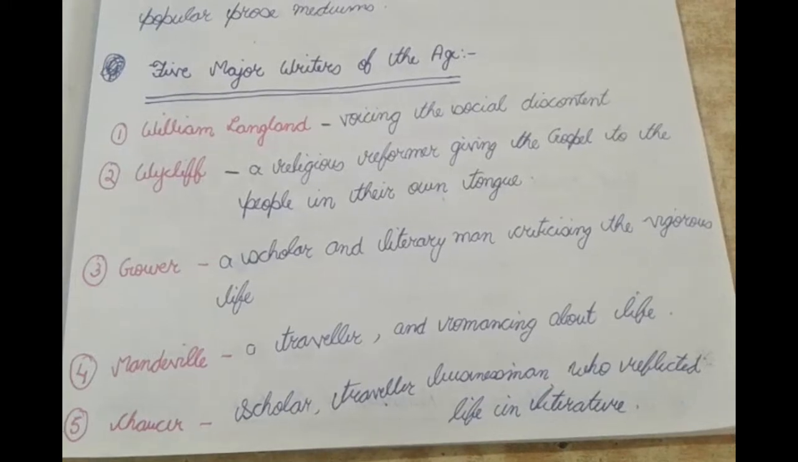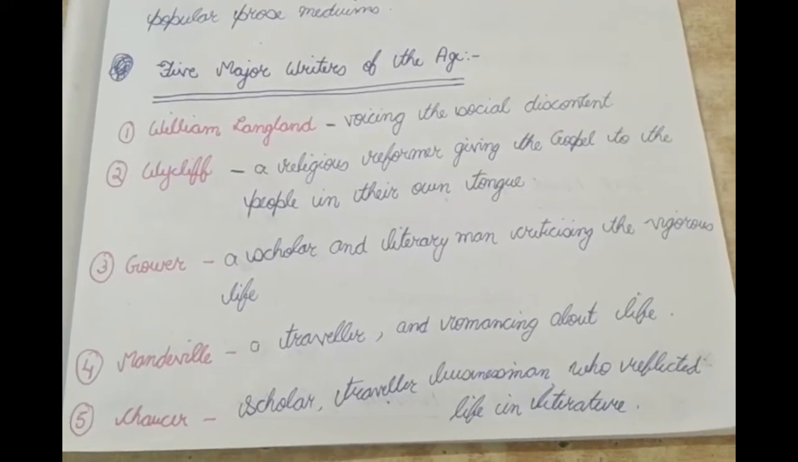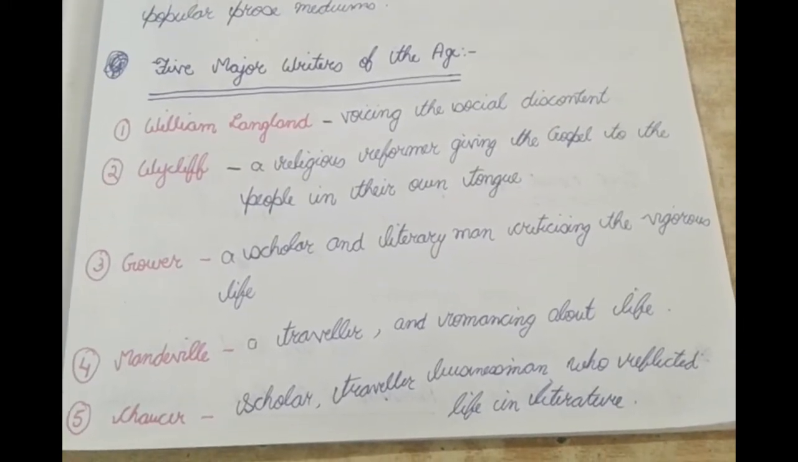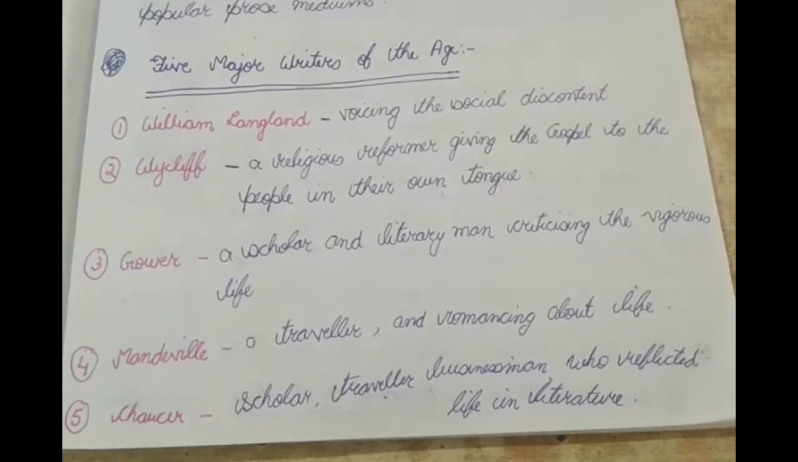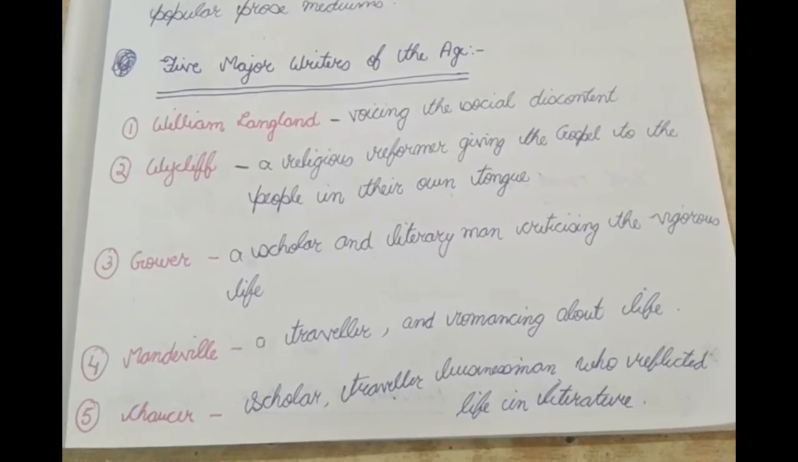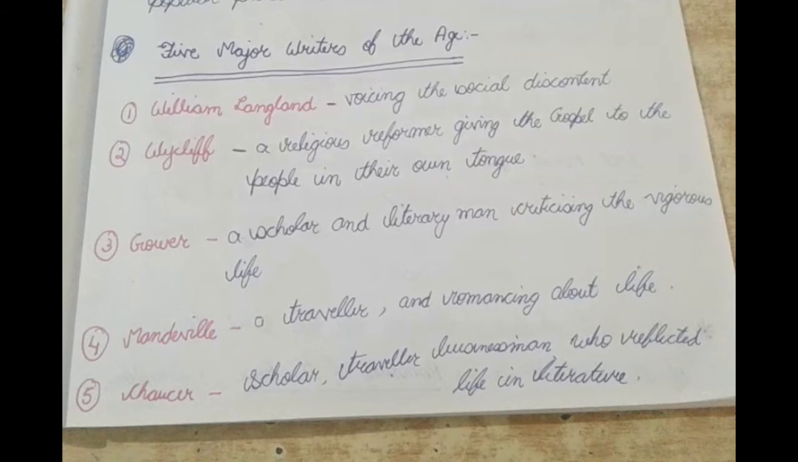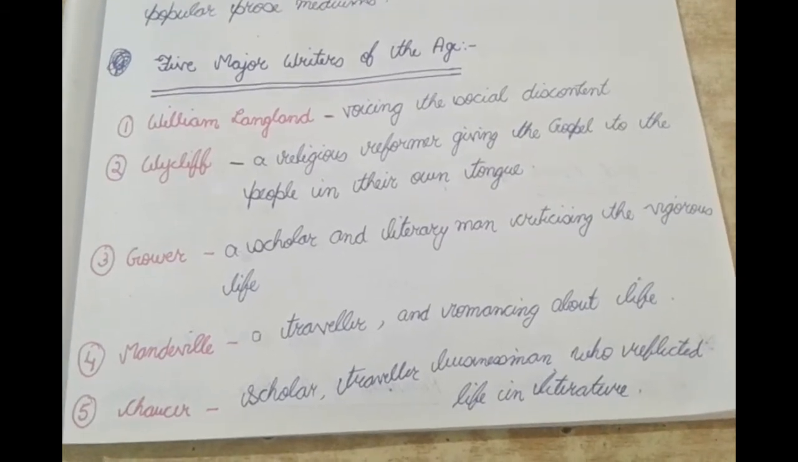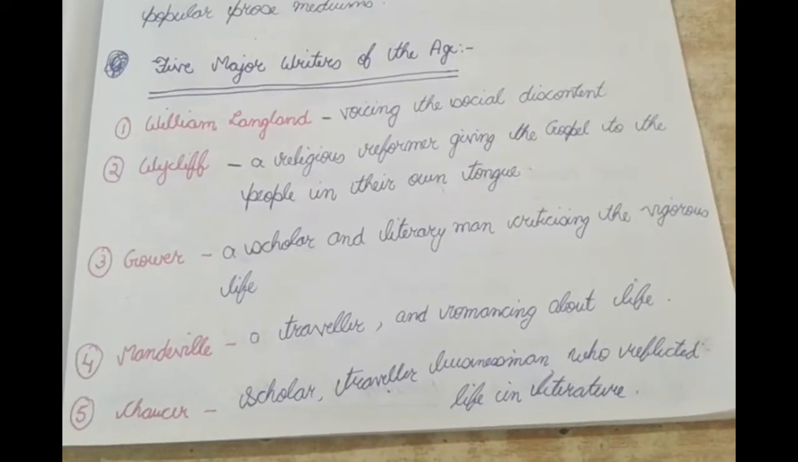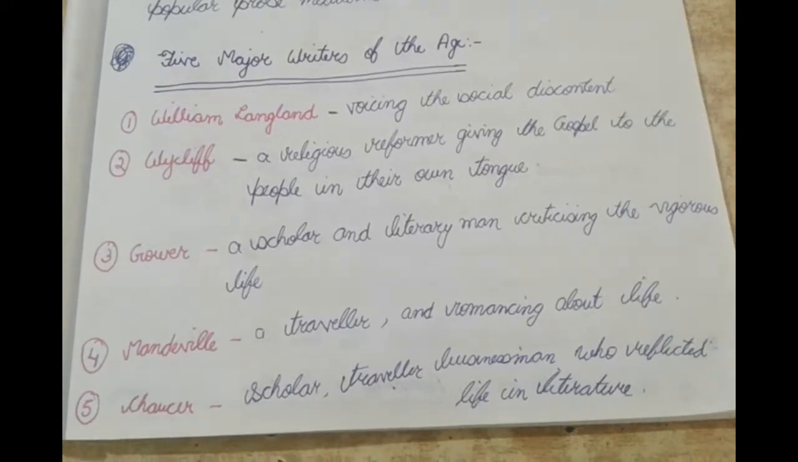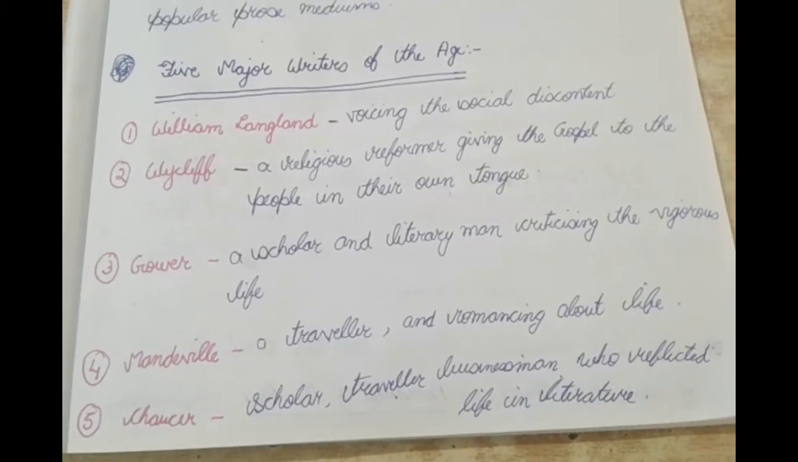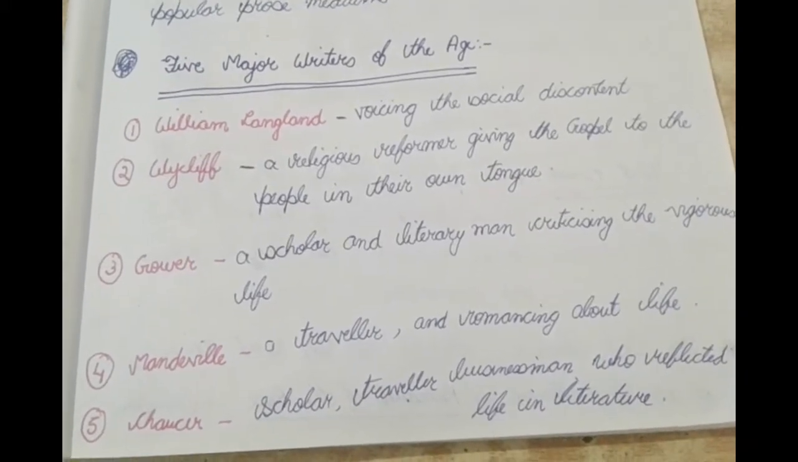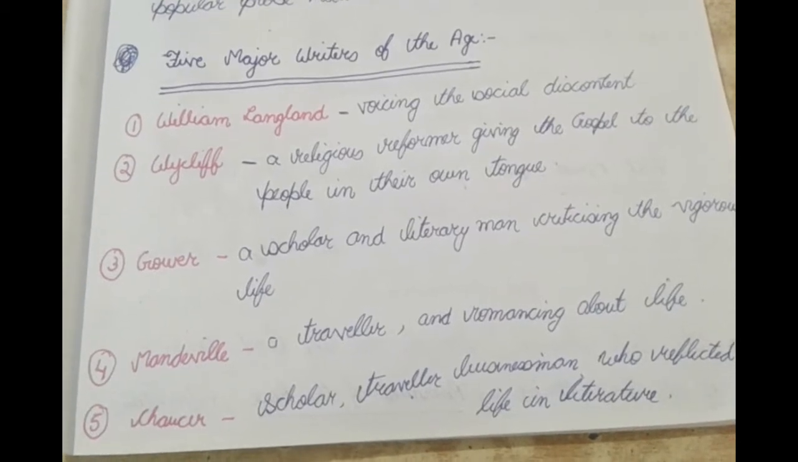Then we have Gower, a scholar and literary man, criticizing the vigorous life. Then we have Mandeville, who was a traveler and romancing about life in his works. Then we have Chaucer, who was a scholar, a traveler, a businessman, who reflected life in literature. As Chaucer is the most famous writer of the period, this age is known as the age of Chaucer.